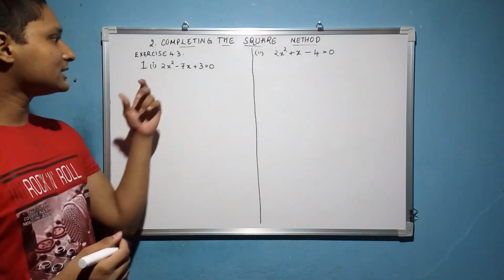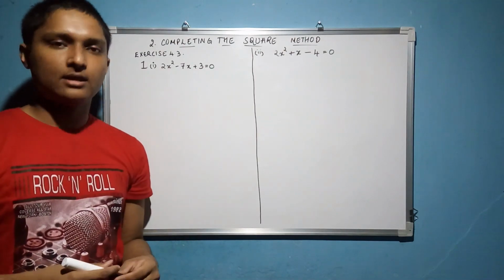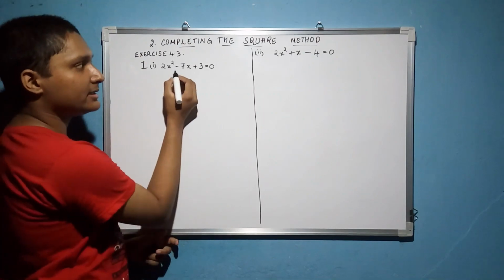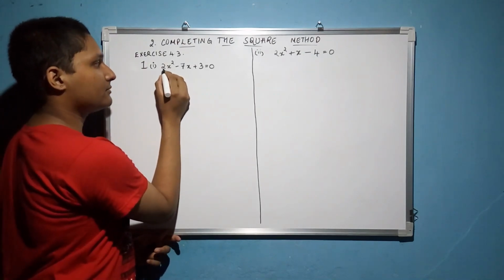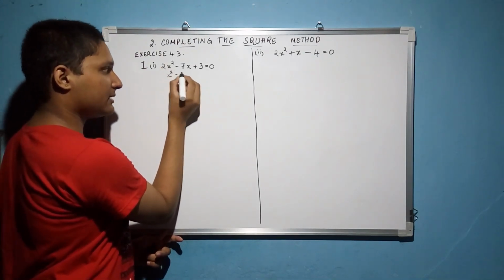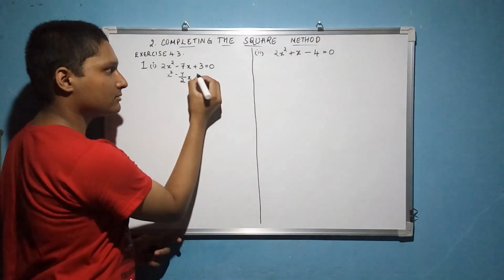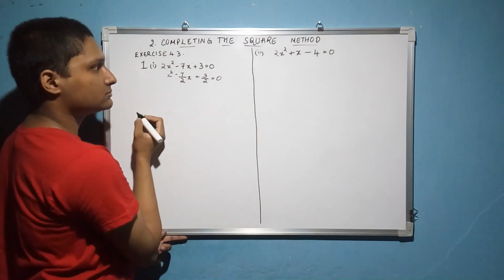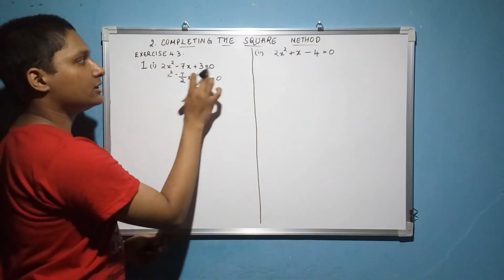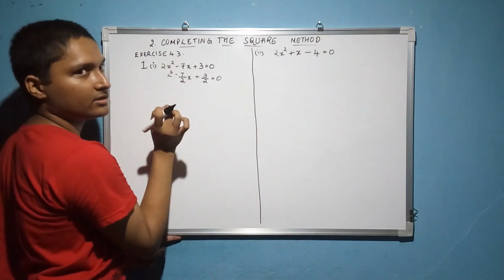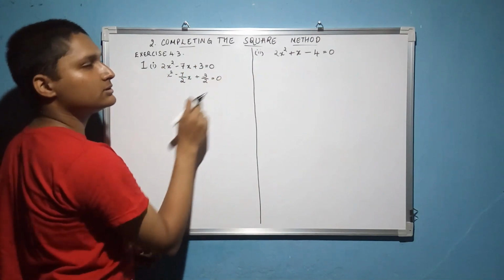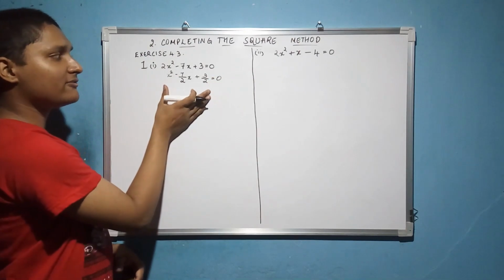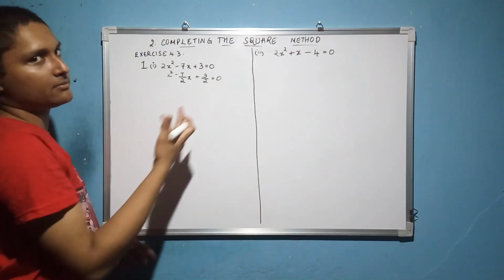So the first question is 2x square minus 7x plus 3 is equal to 0. First of all I need to divide it by the coefficient of x square. So it becomes x square minus 7 by 2 x plus 3 by 2 is equal to 0. The logic is you need to divide both the left hand side and right hand side by 2. Even if you do 0 by 2, it is going to be 0 itself. So simply, you are going to divide the left hand side by 2.